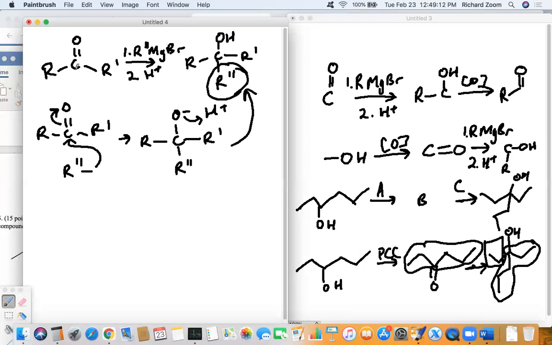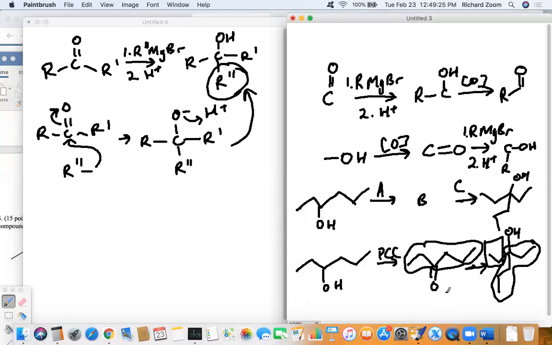So you might be wondering, what's that got to do with anything? Well, if I'm telling you that the group in the rectangle is the one that got added, then that's what's connected to the Grignard reagent. So the Grignard reagent must be this. And then we'll have 2 H plus here as a second step. Does anybody have any questions?